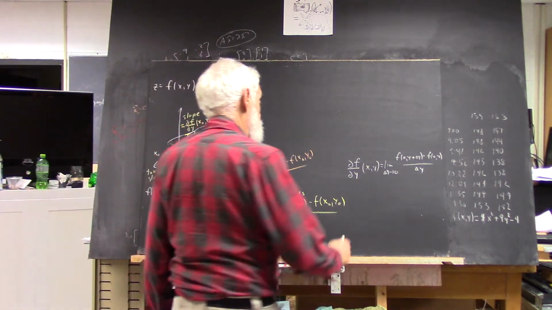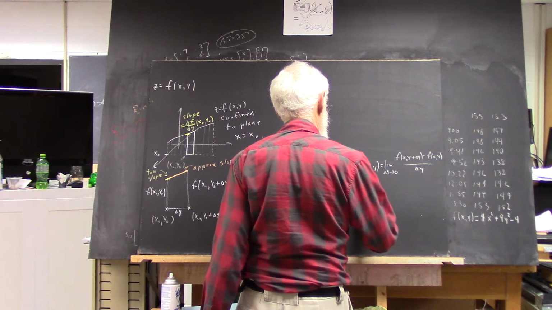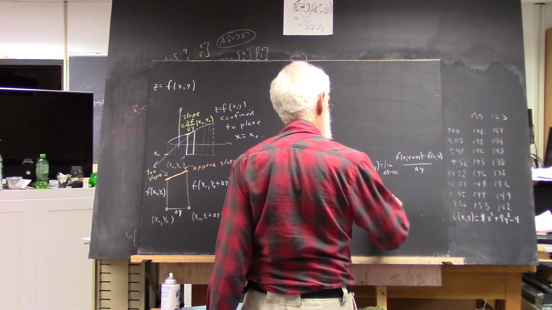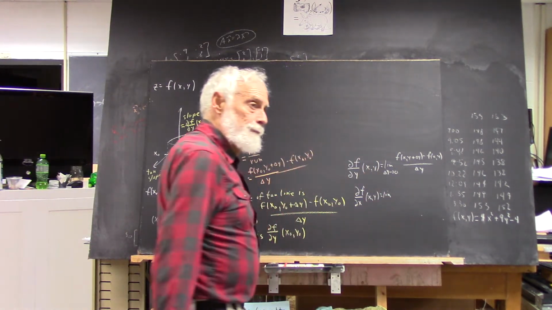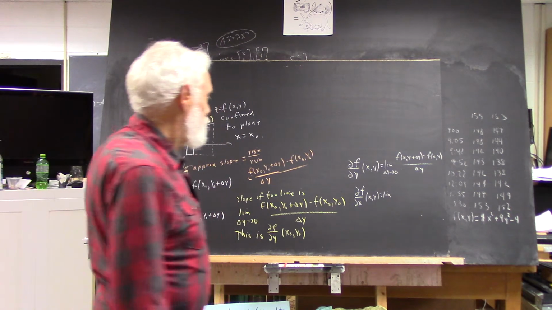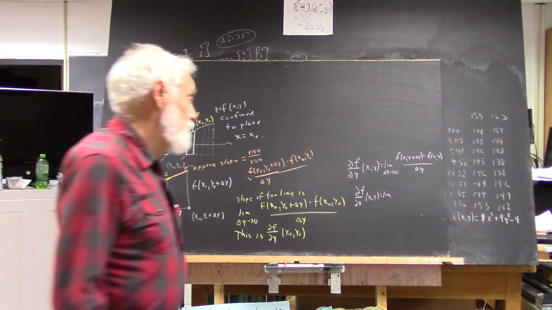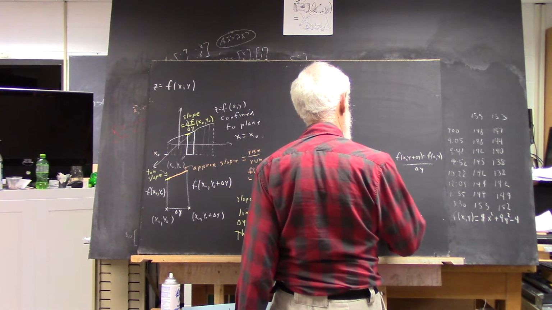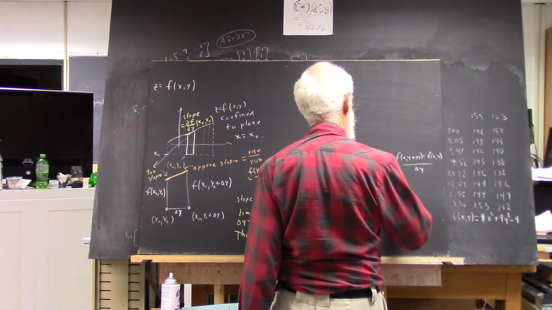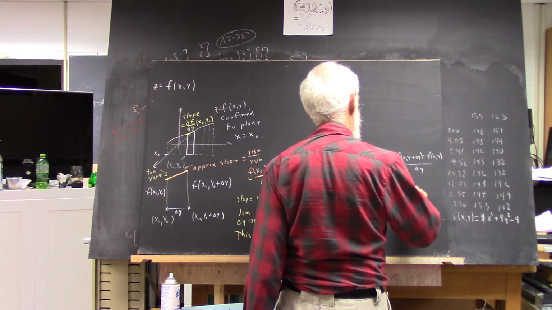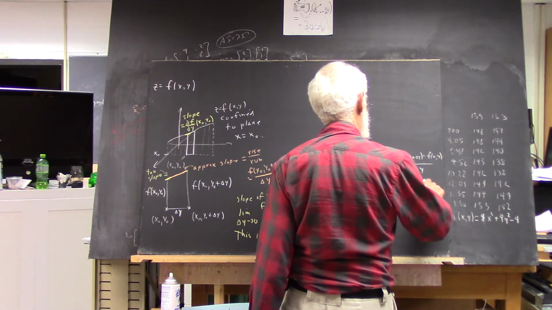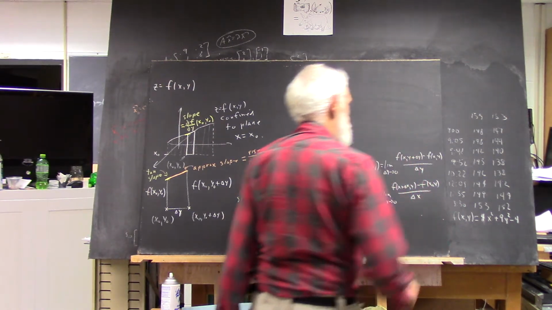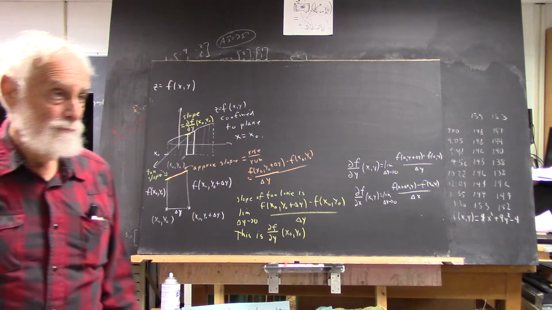And then, very similarly, what do you think the partial of f with respect to x would be at a point x, y? F of x plus delta x. Yeah. First limit as delta x goes to 0, f of x plus delta x, y minus f of x, y over delta x. Okay? Very easy.